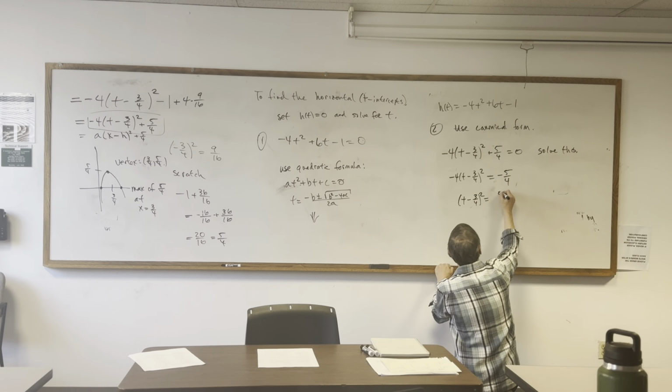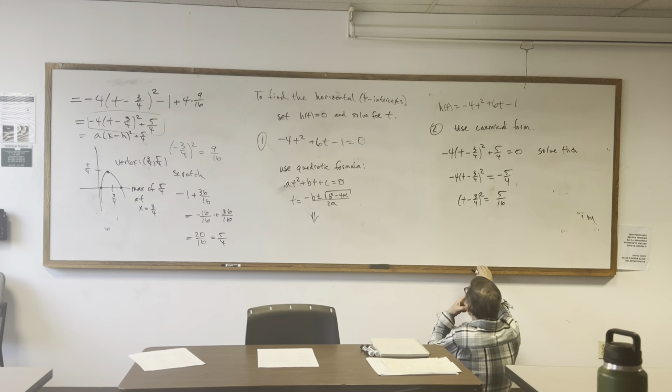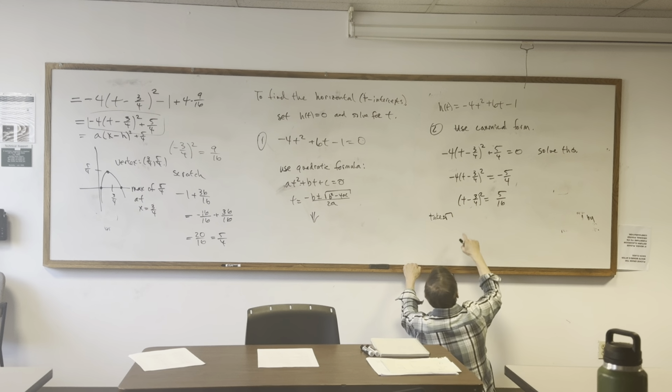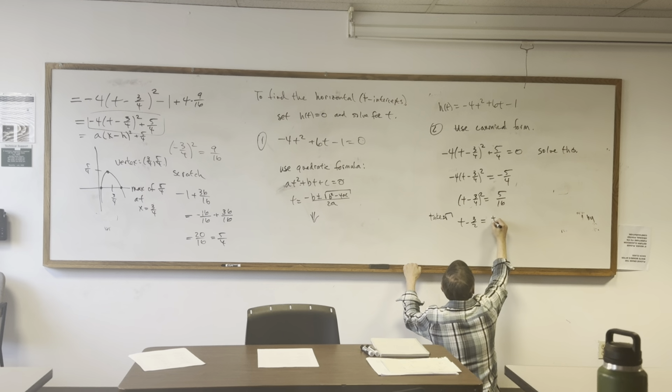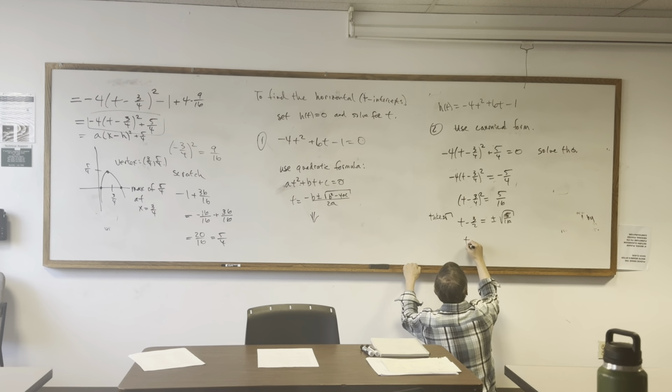That turns into a positive 5/16. And then take the square root of both sides. Don't forget to put a plus or minus. So take plus or minus the square root. On this side, I'm going to get t minus 3/2 equals plus or minus that square root. And then add that over and we're done.